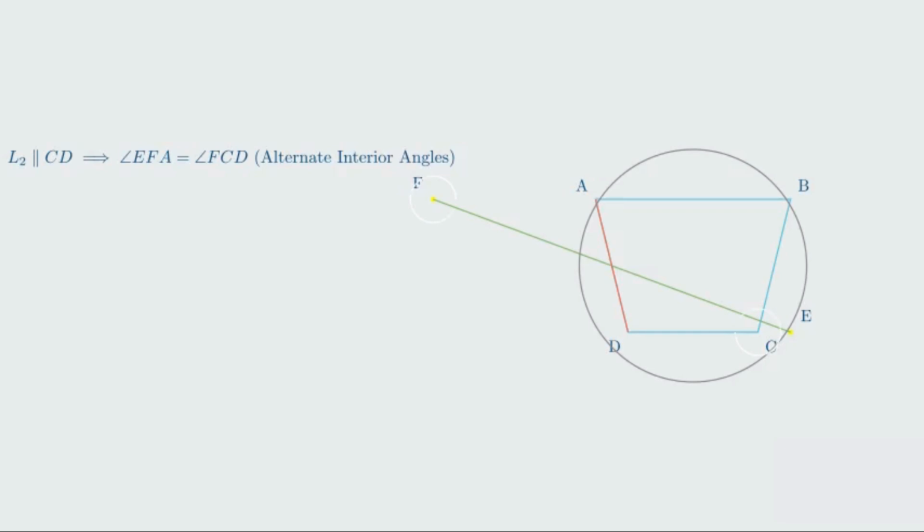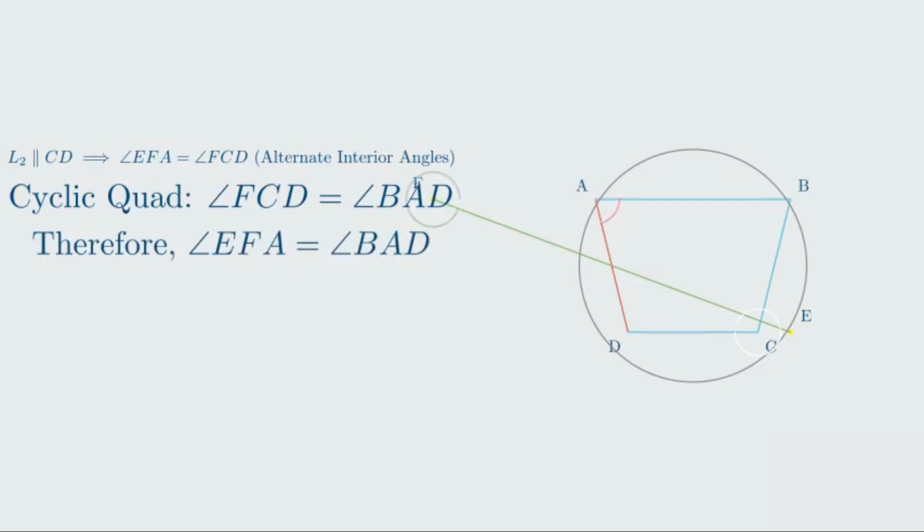Also in the cyclic quadrilateral, angle FCD is equal to angle BAD. Combining these two, we find that angle EFA is equal to angle BAD. Now we have our final set of angle equalities. We are ready to prove EF equals AD.